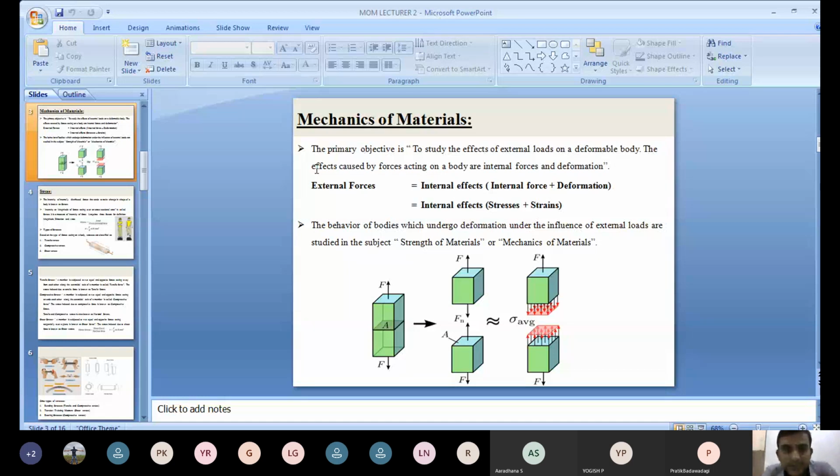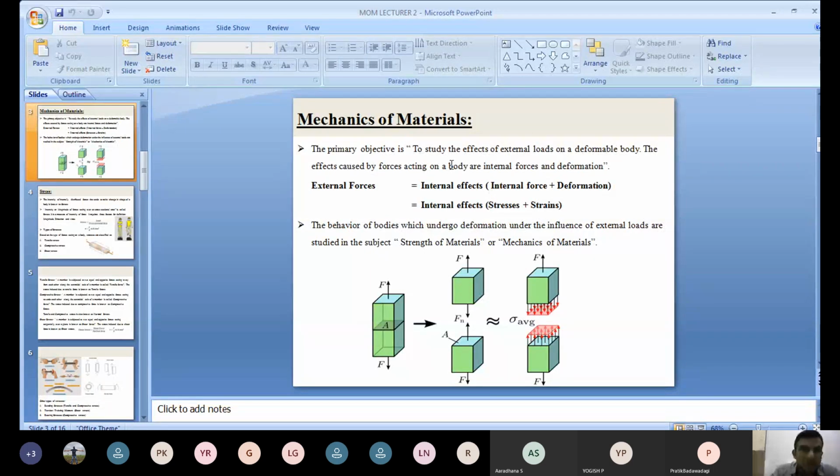Good afternoon, one and all. Now, in the last lecture, lecture 2, we discussed what we mean by mechanics of material, right? The main aim of mechanics of material is to study the behavior of a body. What type of body? A deformable body, when it is subjected to an external force, right? How does the body behave when it is subjected to an external force, how is the body deformed? The main objective is to study the effects of external load on a deformable body.